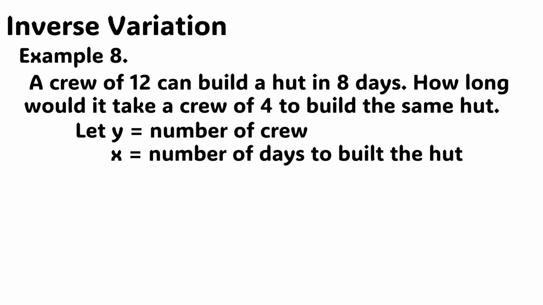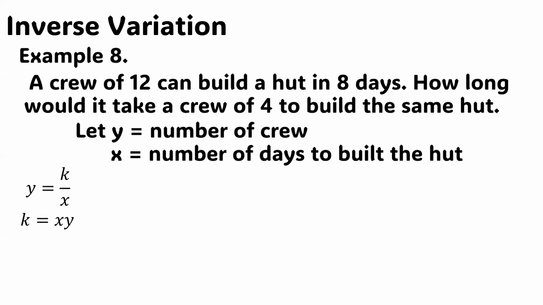Okay? So matik natin dito na let y will be the number of crew. Kasi yan yung unang nakita natin, a crew of. So, di ba? Yung unang makita natin yan na kagad yung ating unang equation sa kabilang side siya located alone. Yung x number of days to build the hut, yan yung may kasamang constant variation. So, meaning y is equal to k over x. So, we have k is equal to x times y.